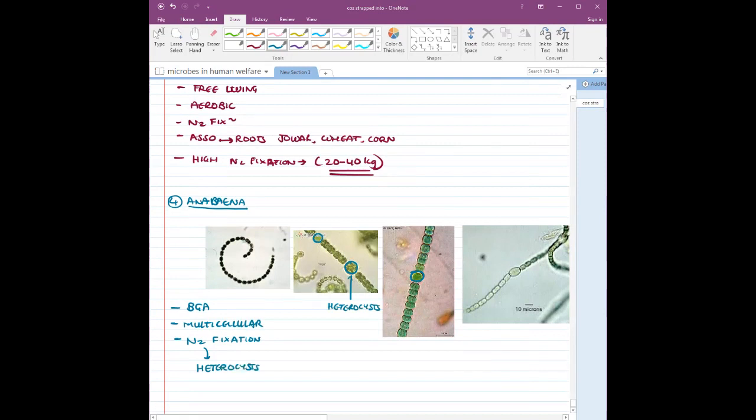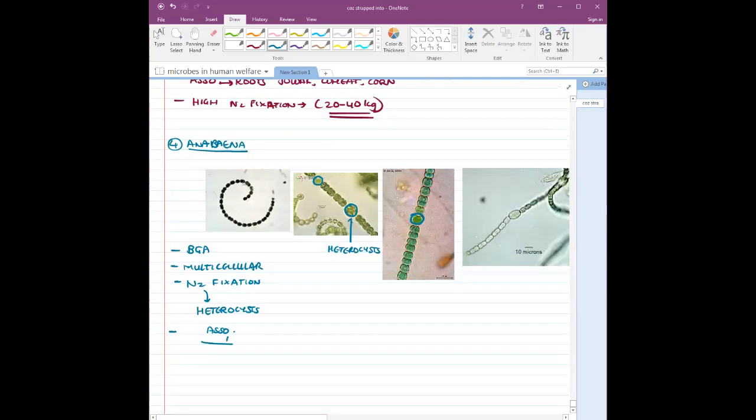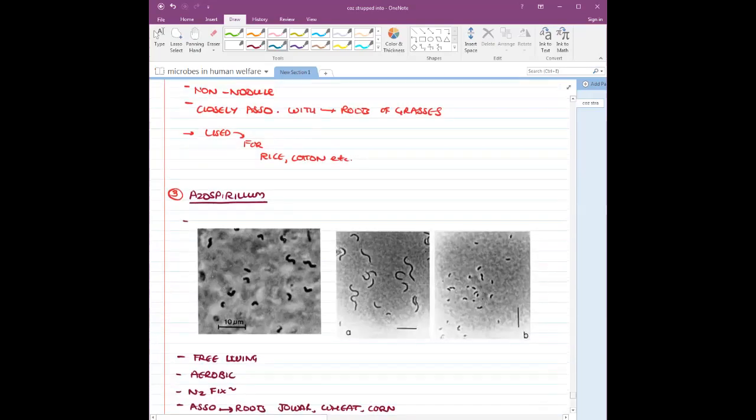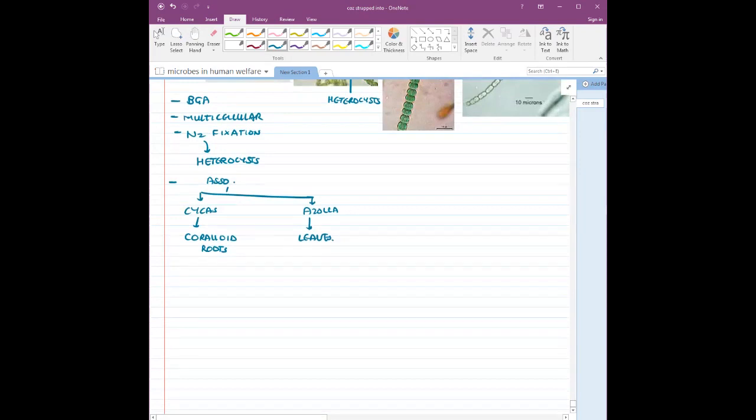And now, once again, guys, we said there are going to be two types. So this is going to show you association with Cycas, and in the case of Cycas, it is going to show you coralloid roots. And in the case of Anabaena azollae, it is basically going to affect the leaves. And because we are talking about Anabaena azollae, guys, we are going to talk about the Azolla plant as the next one, the last one.